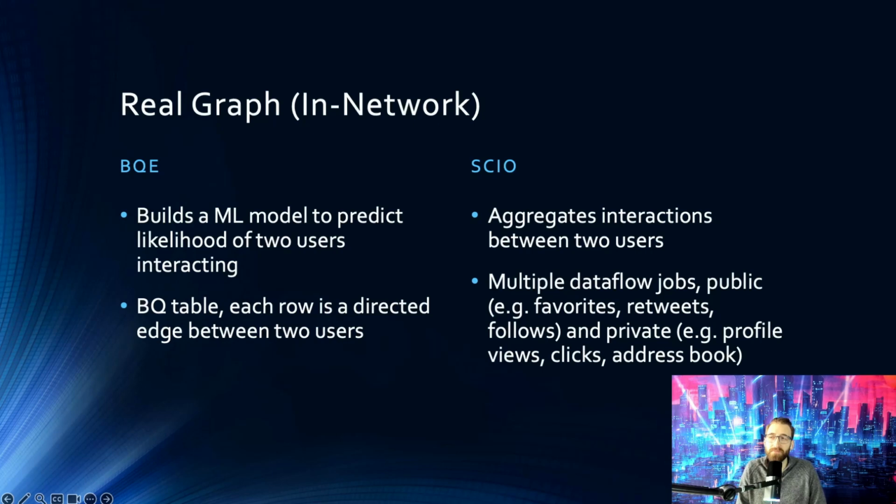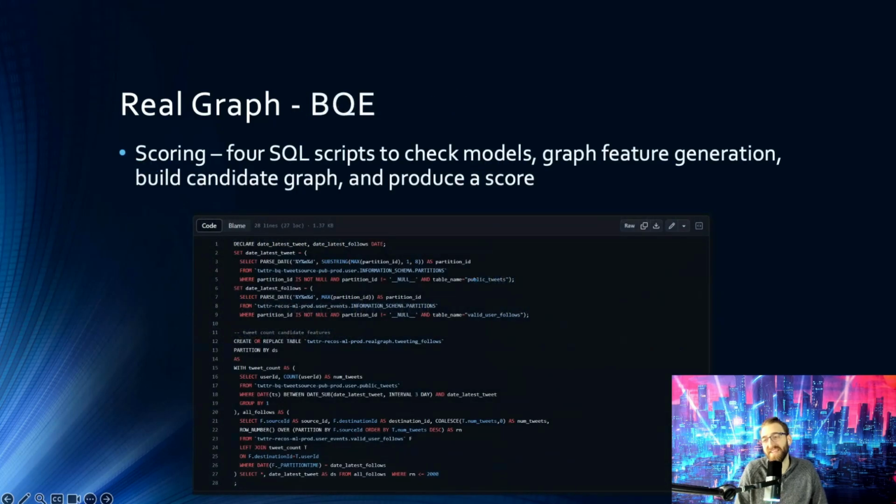There are two major algorithms that I found that they're using to run the real graph, which is their in-network. There's some slight difference between the two. One of them is a big query table, the other are data flow jobs, which seemed Google Cloud to me, even though I didn't think this was running on Google Cloud, but I don't know. We'll see. So at the very beginning of the process, we're sourcing our in-network tweets. It's actually running a SQL query, which does kind of make sense.